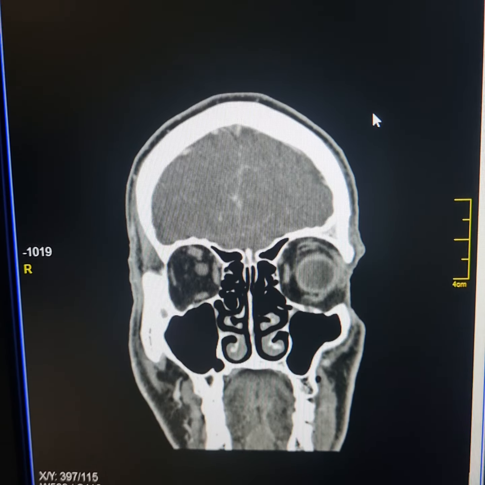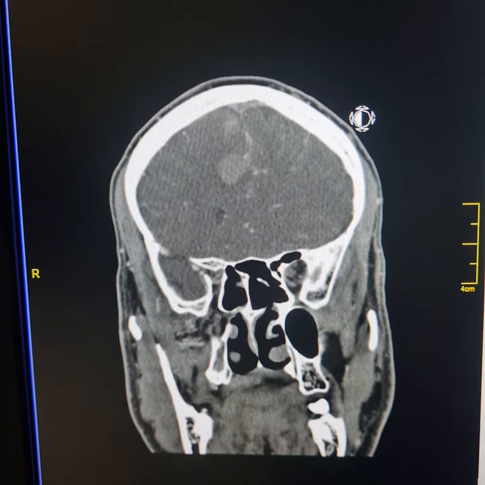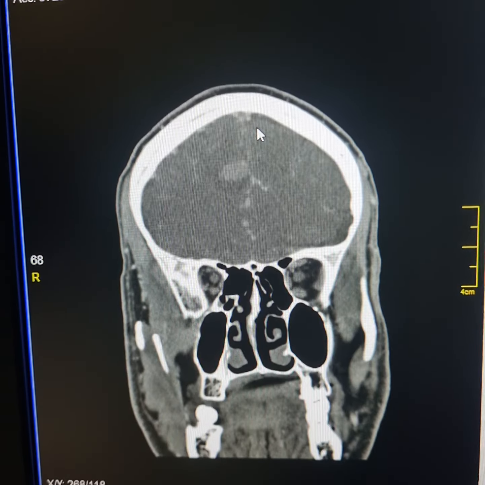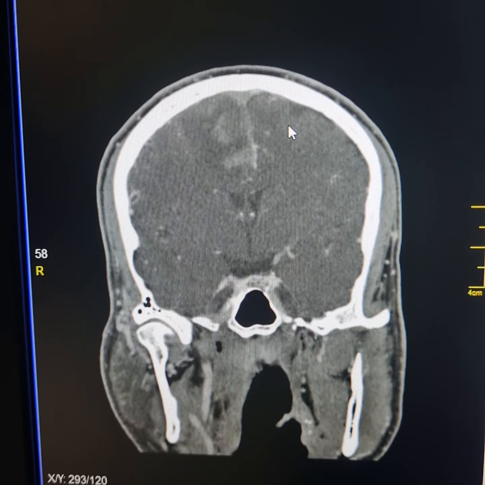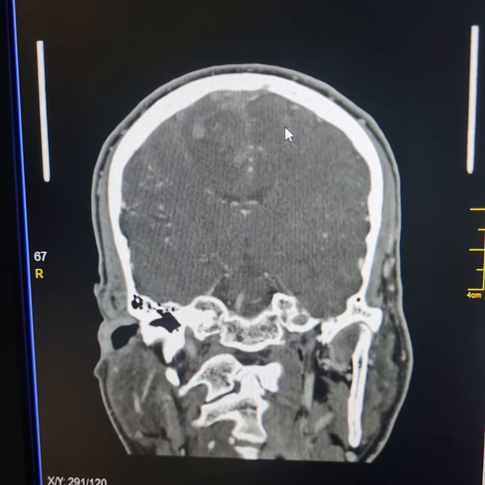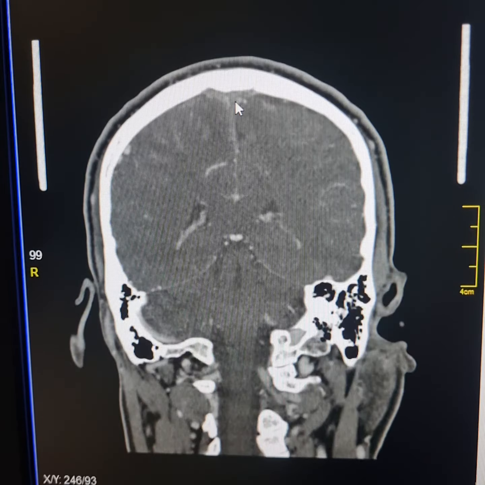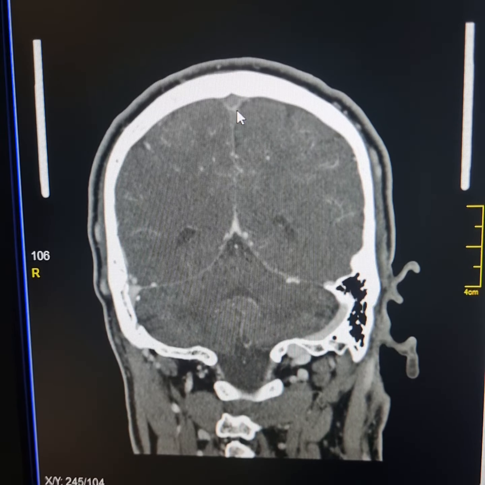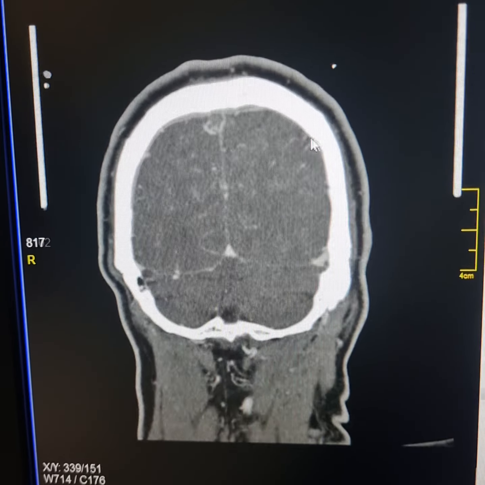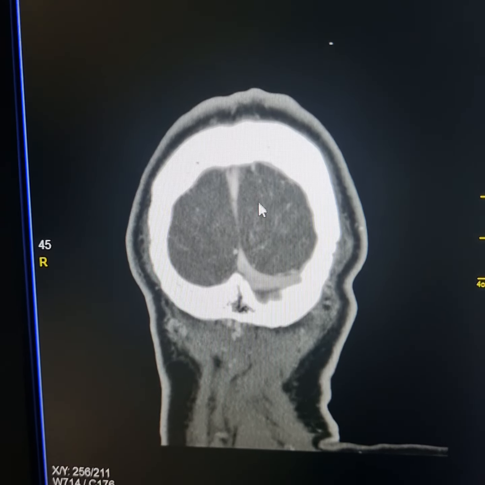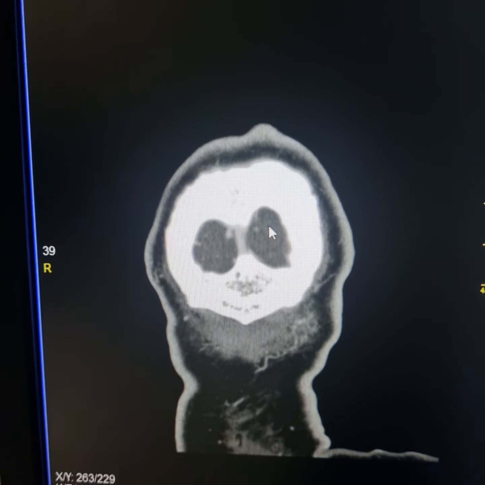This is the coronal CT venogram. Please see severely thrombosed superior sagittal sinus. Only its centro-inferior and postero-inferior parts are patent. This is the superior sagittal sinus. Its posterior-inferior part is patent, although small thrombi are also present inside it.